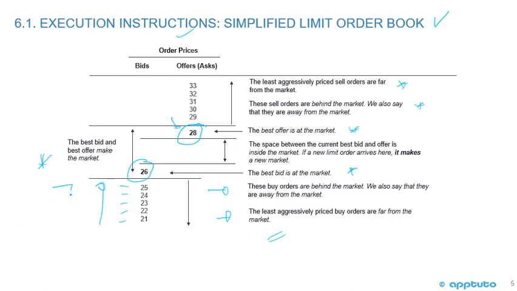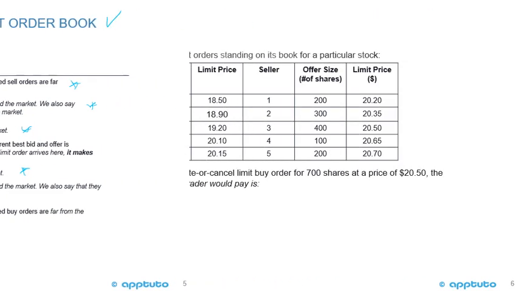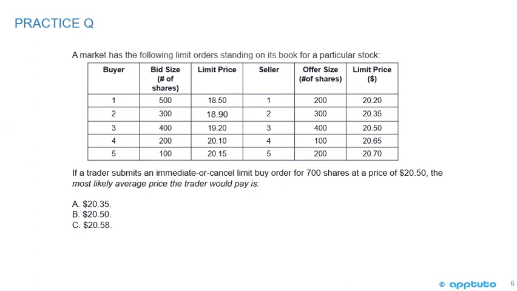What we don't have here is the order sizes. Later on, we'll look at the same type of grid, but then we'll know how many shares are being offered at each of those prices. So we'll finish this LOS with a practice problem.